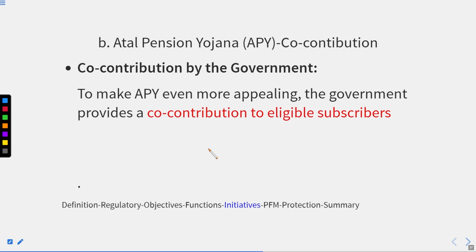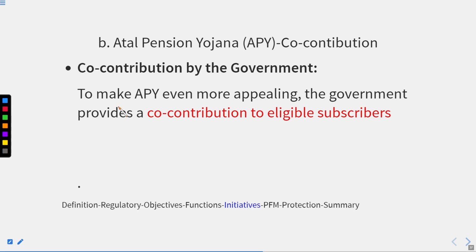Co-contribution by the government. To make APY even more appealing, the government provides a contribution to eligible subscribers. Okay, suppose the government says if you want a pension, you have to invest by yourself. It is correct in the formal sector because people there generally have a handsome or sustainable salary for their survival. So they could survive during the working years and could also contribute for retirement comparatively easily when we compare with the unorganized or informal sector. What happens then? A person generally does not have access to the formal sector, to banking areas and other things, and generally their salaries are low in comparison with the formal people. Okay, so they are not financially sound enough to contribute a handsome amount to the pension scheme so that they could have a sustainable income after retirement.